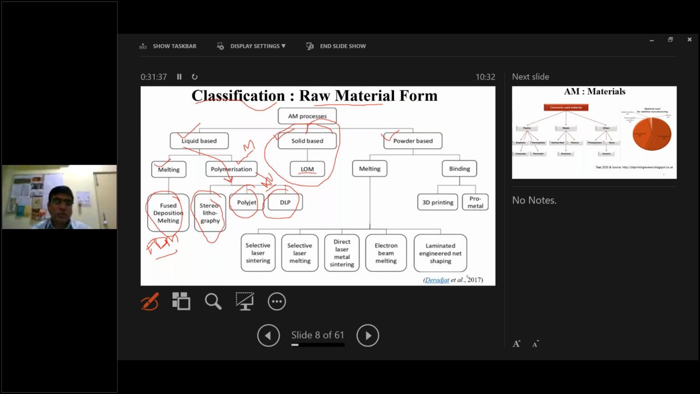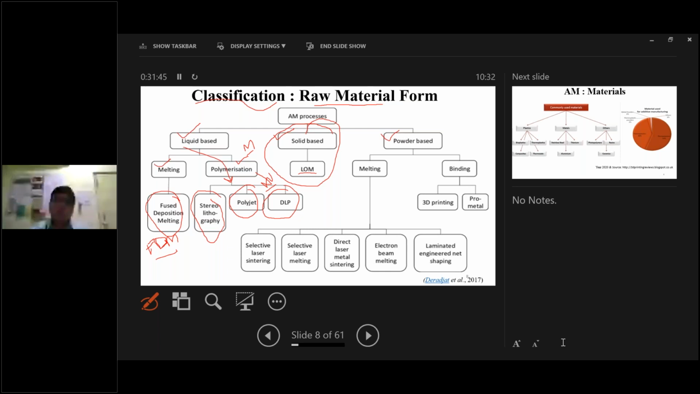So let's move forward. Now we have this third category called powder based. That means you can have liquid, you can have solid, you can have powder. With powder based, you can melt the powder and get your product done. When you melt the powder, the technologies are SLS, selective laser sintering, or SLM, selective laser melting.